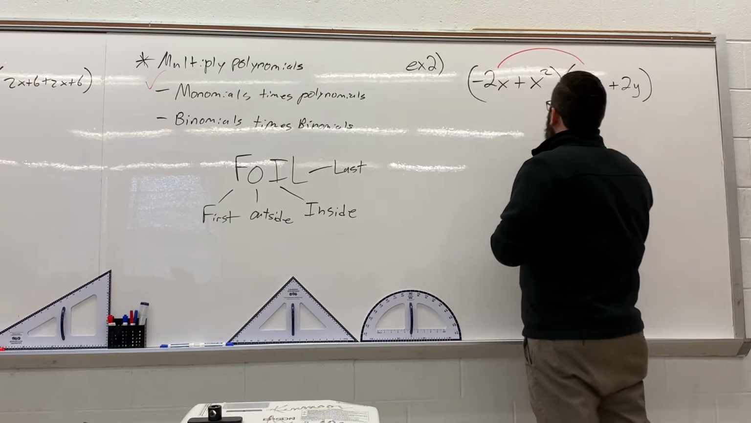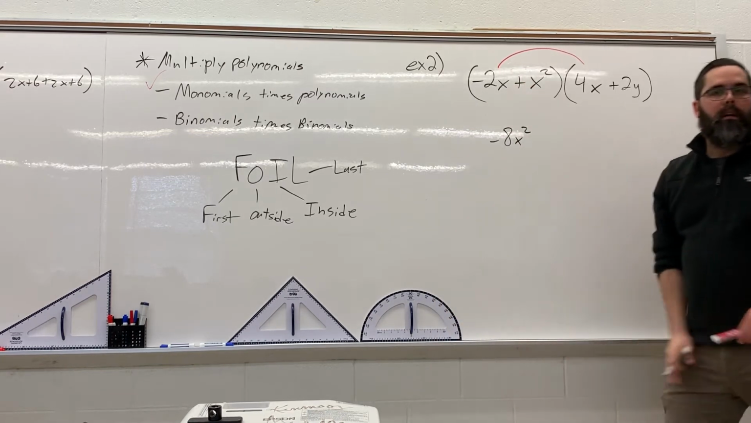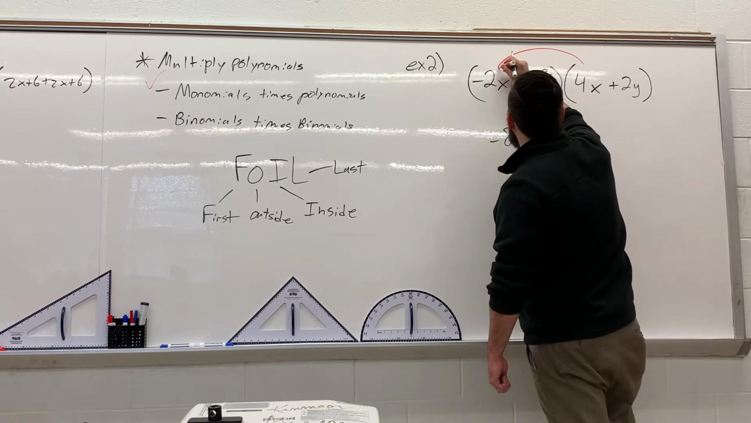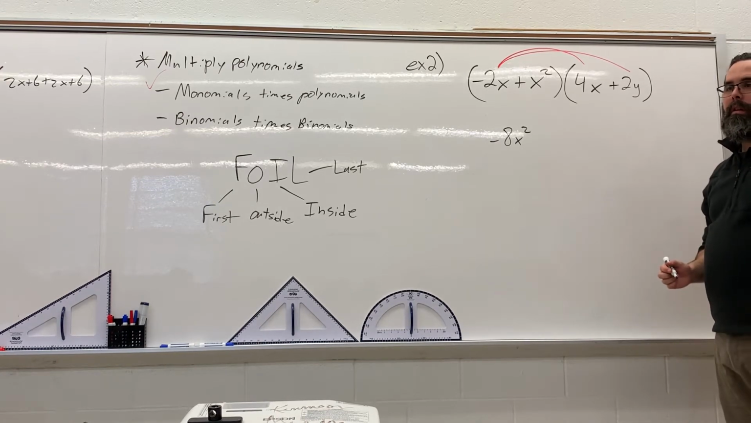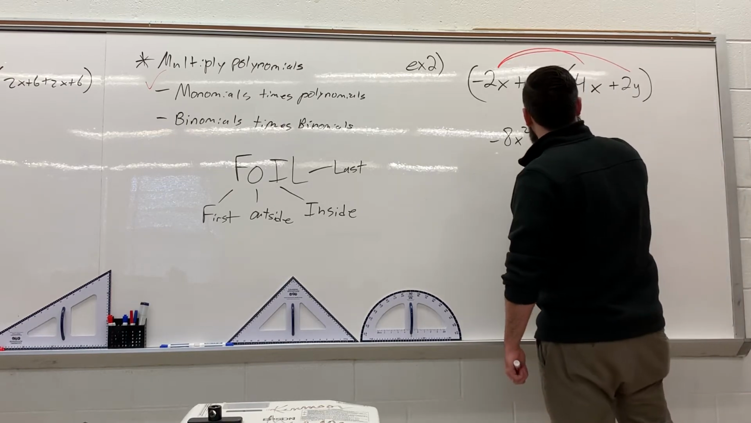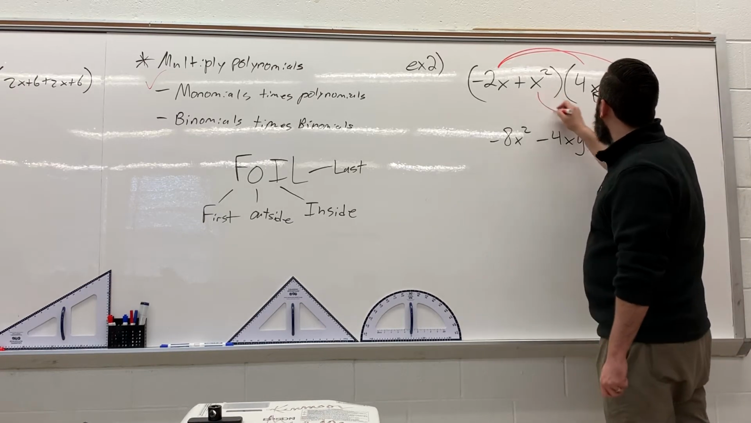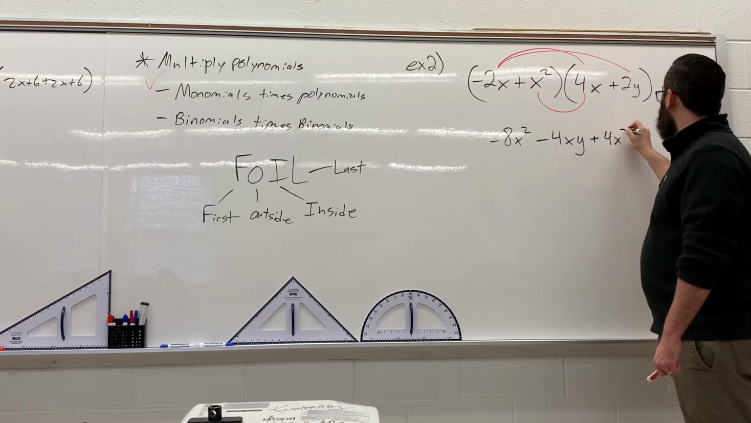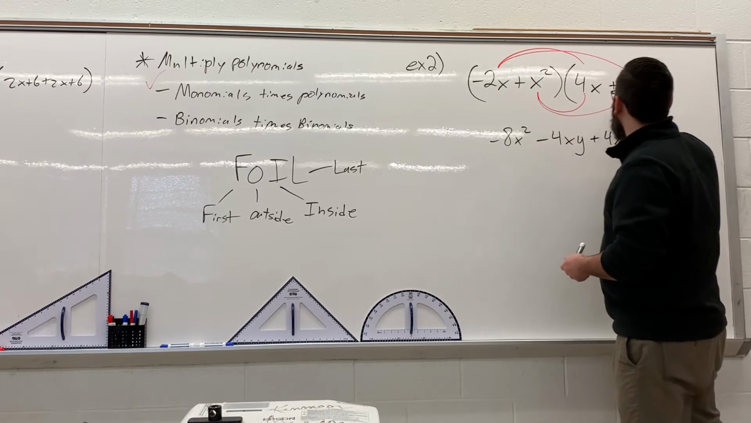Eli, what do I get when I multiply negative 2x times 4x? Negative 8x squared. Yes, all right. And Mira, what do I get when I multiply negative 2x times 2y? Okay, Jesse, help her out. Negative 4xy. Roland, what do I get when I do my inside? 4x. Correct. And Madeline, I know you're coming late to the game, but what do I get when I multiply my last terms?